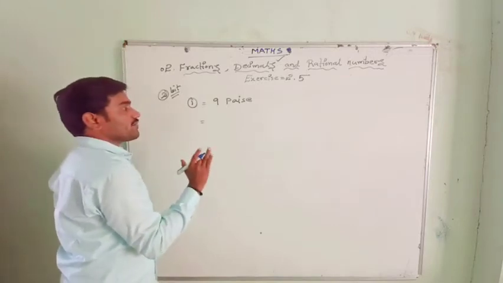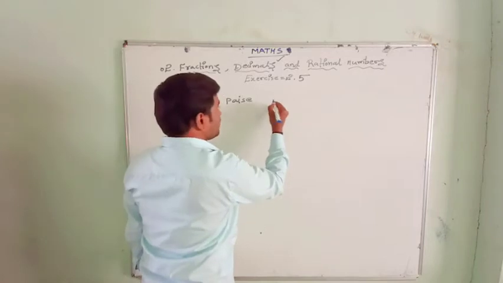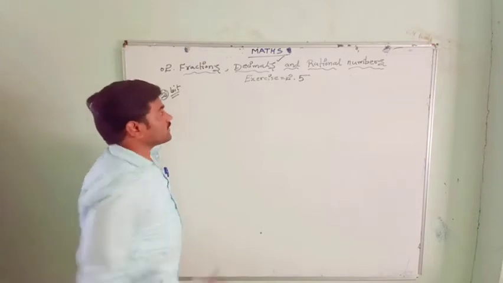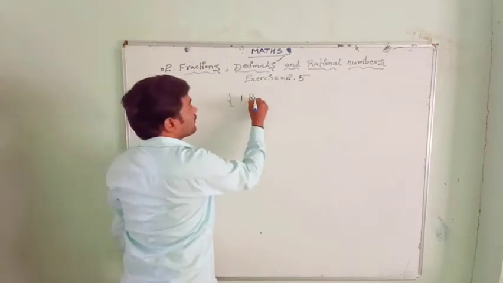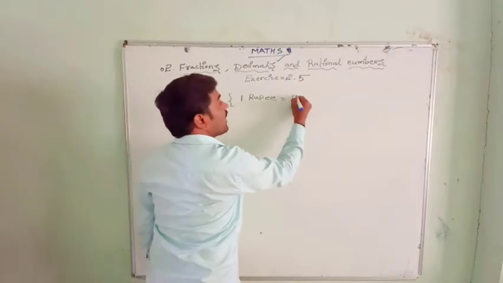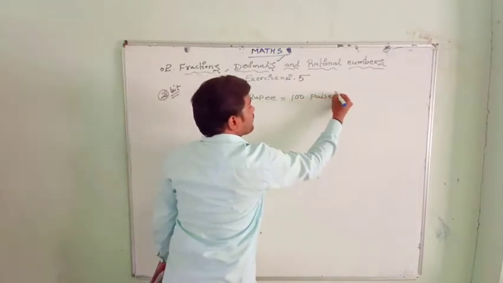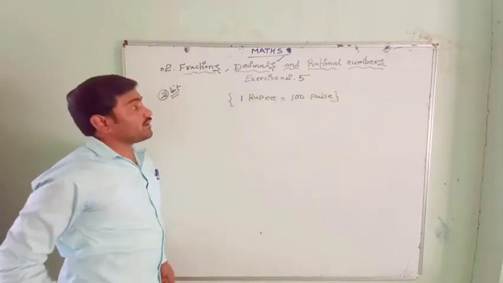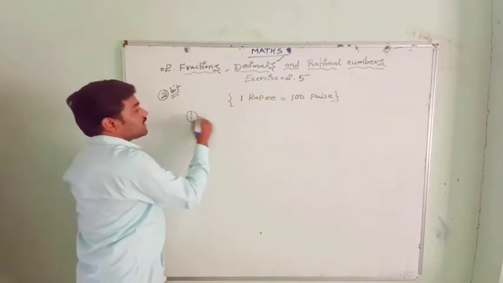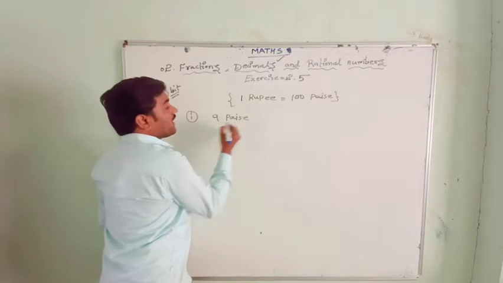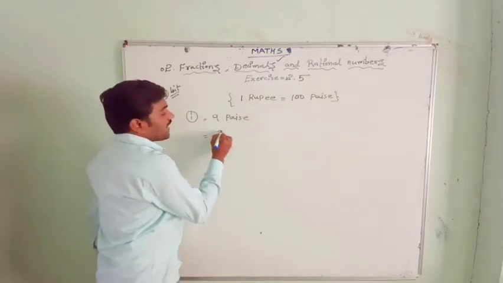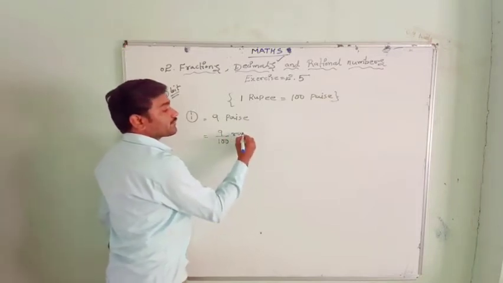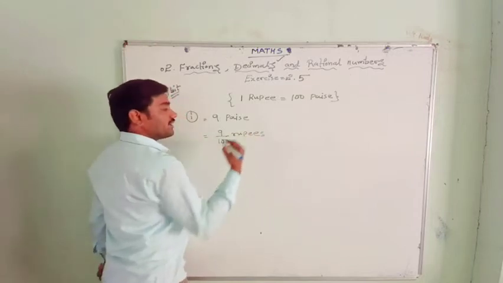First, we have to remember one thing. I'll write it here. First of all, we should know that 1 rupee equals 100 paise. Okay, we know that 1 rupee equals 100 paise. So here the first question is 9 paise. 9 paise equals how many rupees? Here we have to change paise into rupees. 9 by 100 rupees.